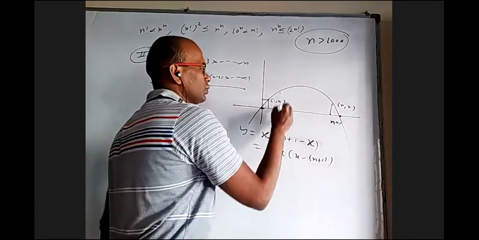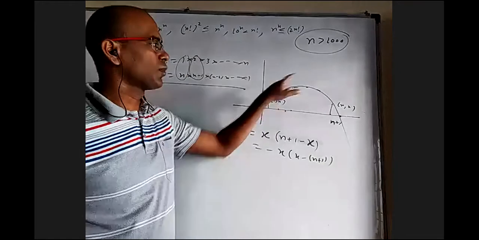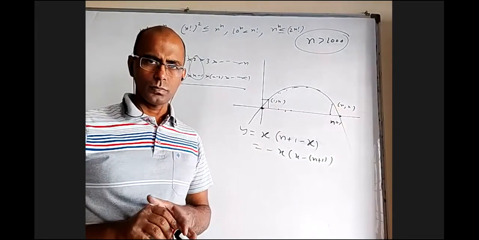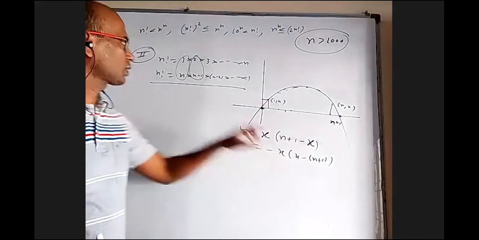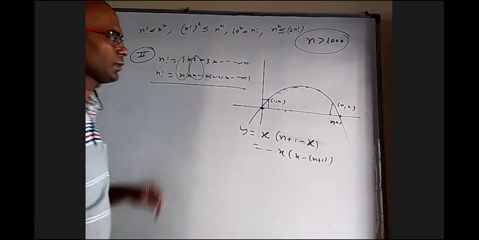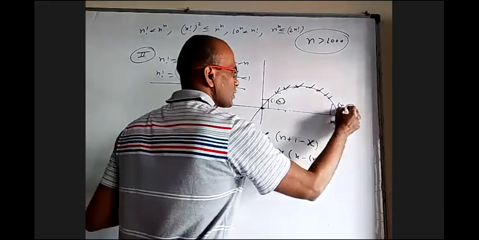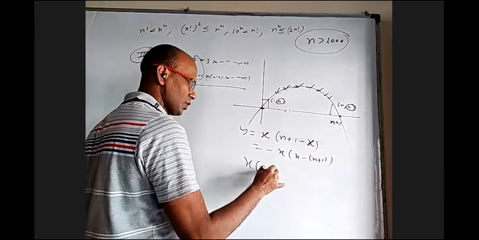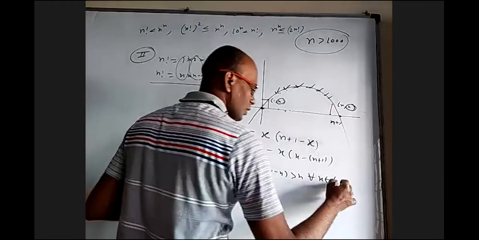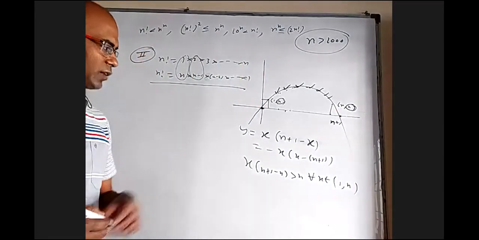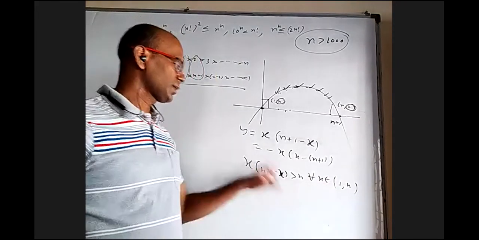If I take 2 or 3 or 4, anywhere, I don't want to find the values, I know they are more than n. Am I right? Yes, that is exactly this. When you put x equal to 2, what is this? 2 into n minus 1. So this product is greater than n. Okay. So you can see based on all these points, compared to this y coordinate, x into n plus 1 minus x is greater than n for all x belonging to the open interval 1 to n. At 1 it is exactly n. At n it is exactly n. Anything between 1 and n will be greater than n.